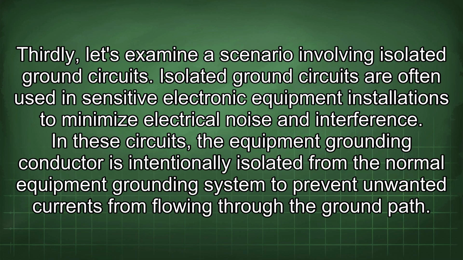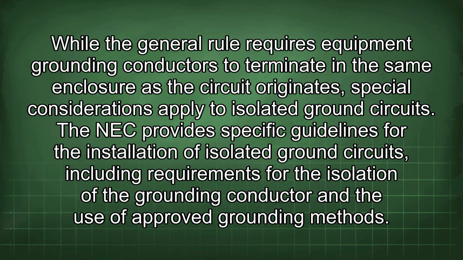Thirdly, let's examine a scenario involving isolated ground circuits. Isolated ground circuits are often used in sensitive electronic equipment installations to minimize electrical noise and interference. In these circuits, the equipment grounding conductor is intentionally isolated from the normal equipment grounding system to prevent unwanted currents from flowing through the ground path. While the general rule requires equipment grounding conductors to terminate in the same enclosure as the circuit originates, special considerations apply to isolated ground circuits. The NEC provides specific guidelines for the installation of isolated ground circuits, including requirements for the isolation of the grounding conductor and the use of approved grounding methods.